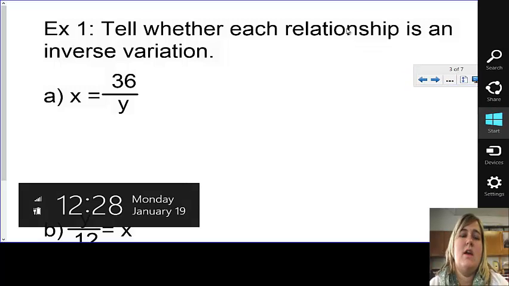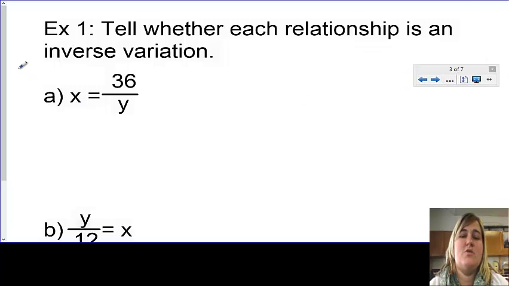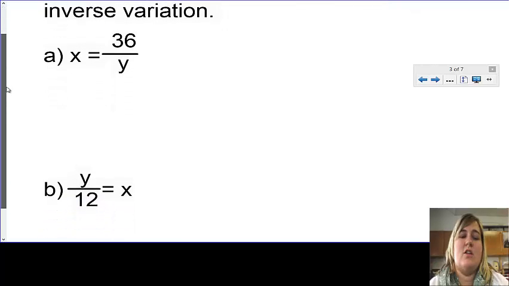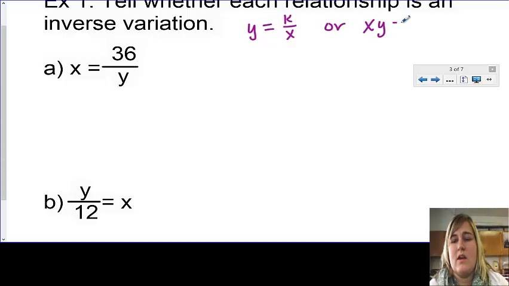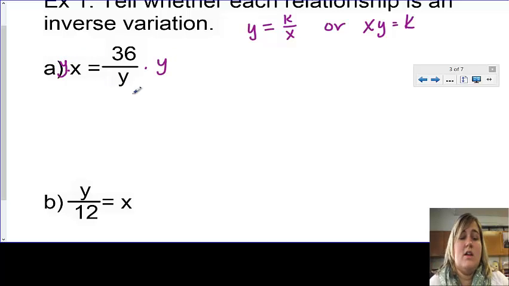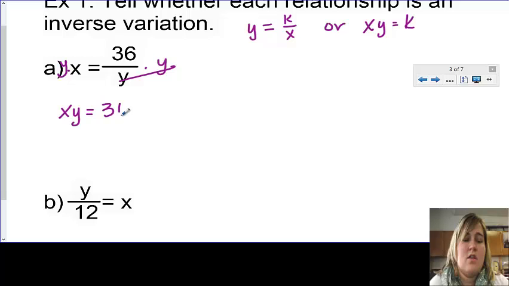So what it wants us to do is tell whether each relationship is an inverse variation. Before we can do that, we have to remember that inverse variation is in the form of y equals k over x, or xy equals k. So what I would like to see you do is get y by itself to see if you have k over x, your constant over your x variable. To get y by itself here, I'm going to multiply by y on both sides. When I do that, the y's will cancel, and I'm left with xy equals 36.